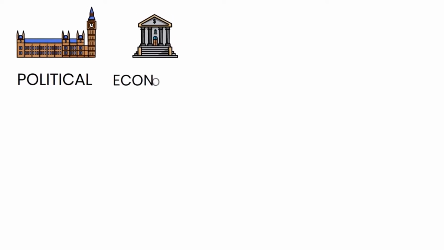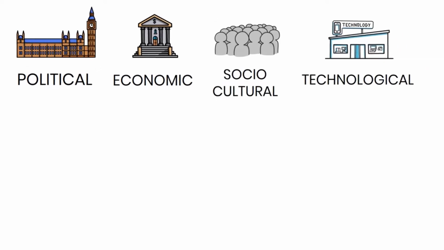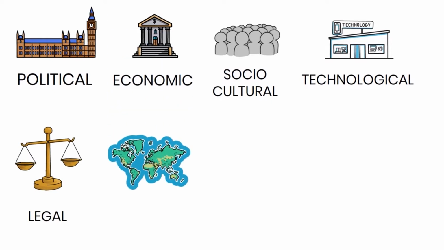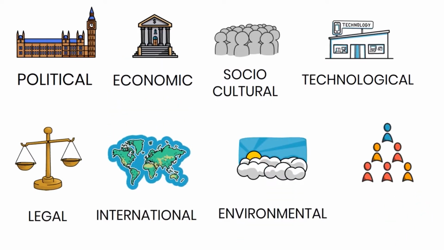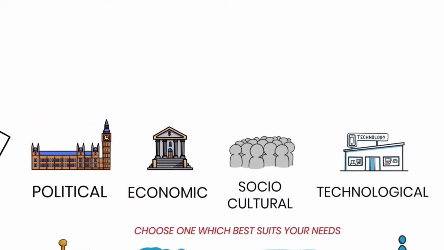Here, I am using PESTLE as the acronym as it provides the widest range of letters to understand the concept. P stands for political, E is for economic, S is for socio-cultural, T is for technological, L is for legal, I stands for international, E stands for environmental, and D stands for demographic. But you have to choose an acronym which best suits your needs under the circumstances.